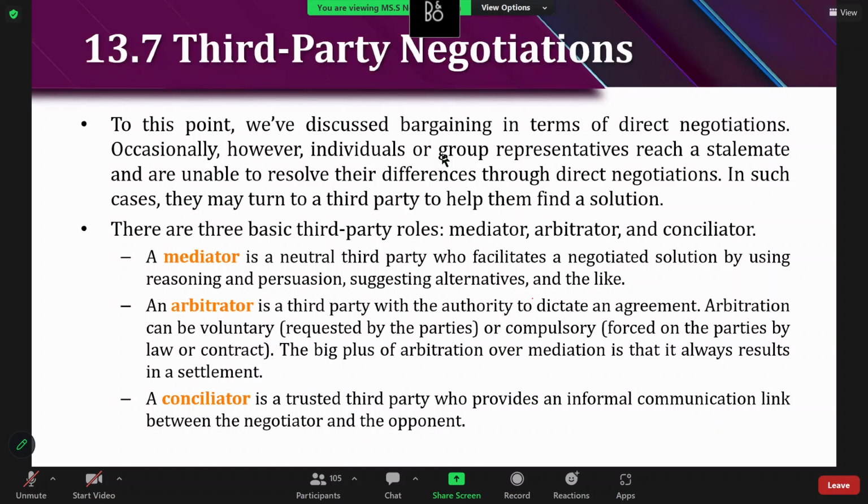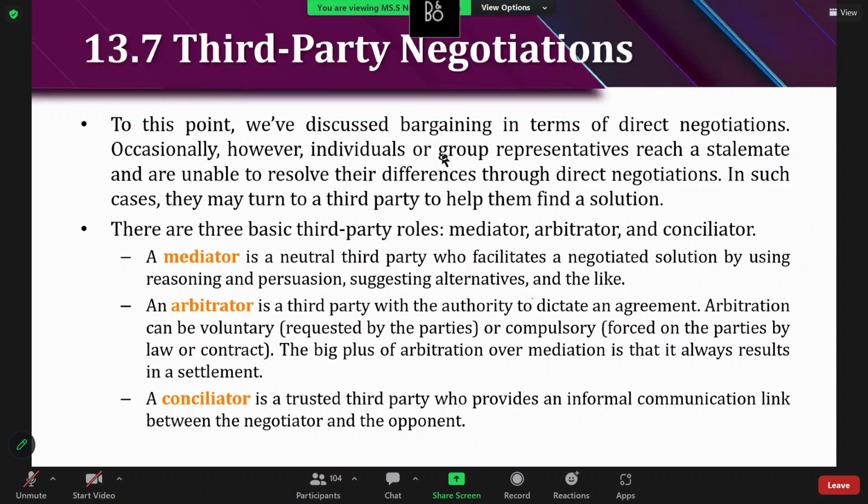So to this point, we have discussed the bargaining in terms of direct negotiation. Occasionally, however, the individuals or the group representatives reach a stalemate and are unable to resolve their differences through direct negotiation. So, in such cases, we may need someone external to the conflict to mediate this conflict process. So, there are three different third party roles. First one is the mediator, second one is the arbitrator, third one is the conciliator.